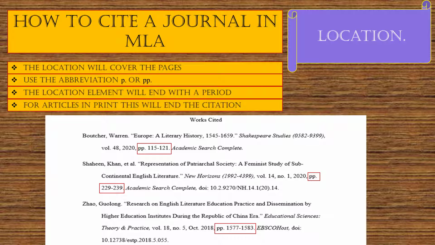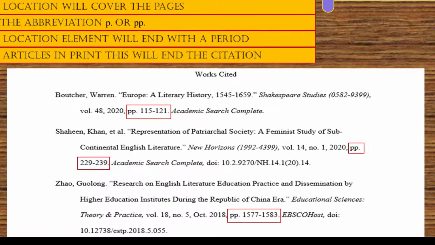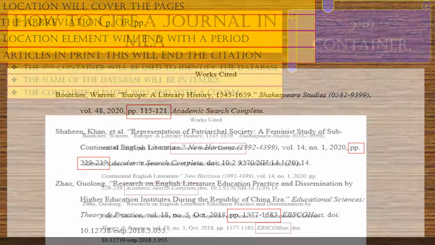Next up will be the location. In the case of journal articles, this is the page number or page numbers. Use "p." or "pp." and then list the numbers. This element will end with a period.